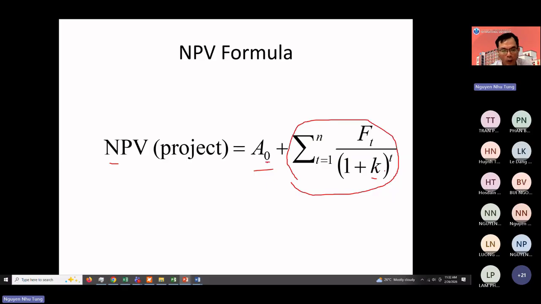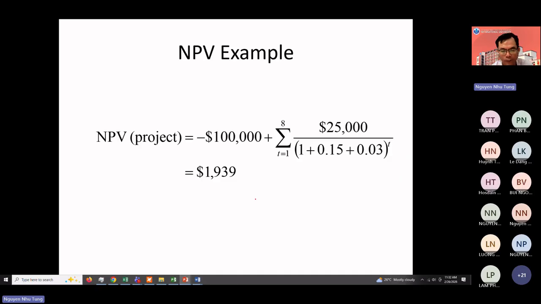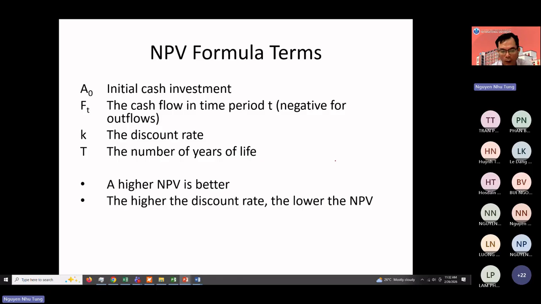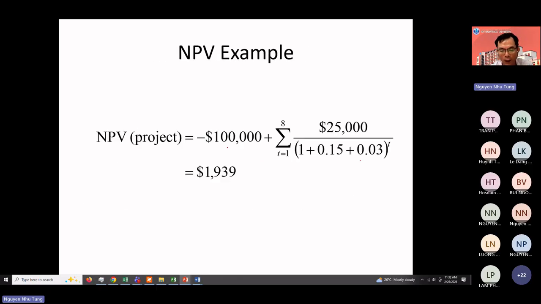Because if the inflation grows, it discounts the present value of your project. Here is an example for you to calculate the NPV. Here you see the minus sign, right? Because it's the investment at year zero, and then there are 8 periods or 8 years. So you have to take the total of the discounted cash flow of 8 years.